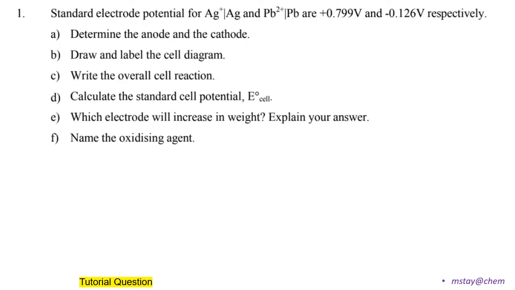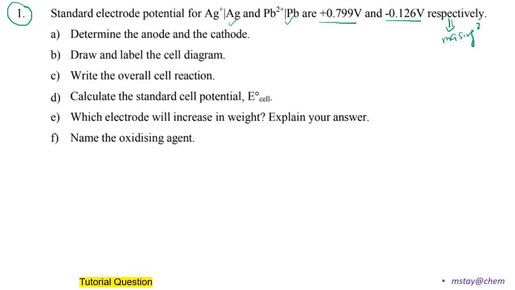Now let's look back at tutorial question number 1, which we didn't discuss earlier in the video. By combining the 2 previous videos and this video, we can do a very simple and quick summary using question number 1. The standard electrode potentials for silver and lead are positive 0.799 volt and negative 0.126 volt respectively.